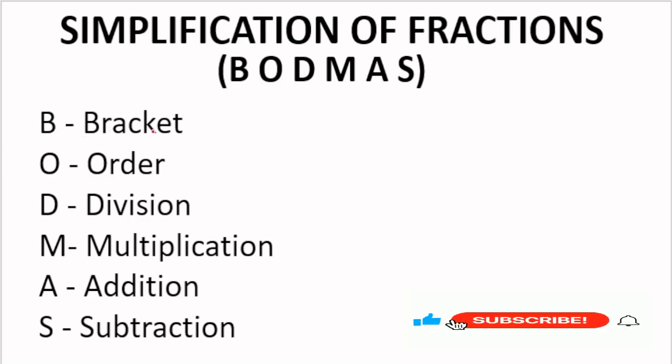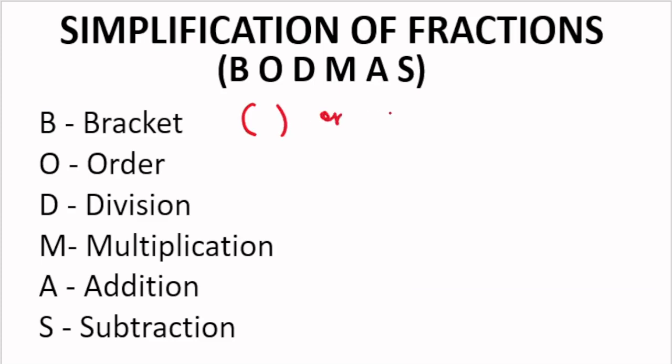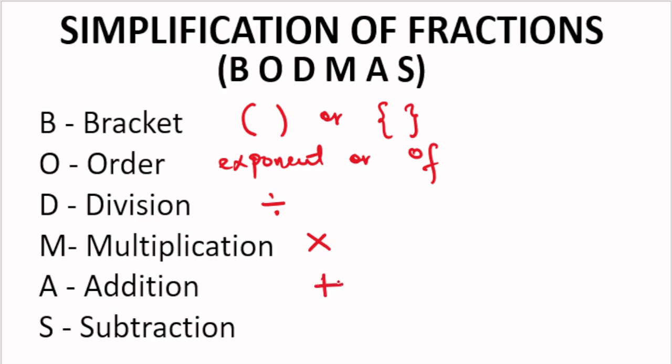Letter B, which stands for bracket, has the symbol this or this. Letter O, which stands for order, can actually come as an exponent or of. Letter D, which is division, this is the symbol. Letter M, multiplication, will have this. Letter A, which is addition, will have this. And letter S, which is subtraction, will have this.